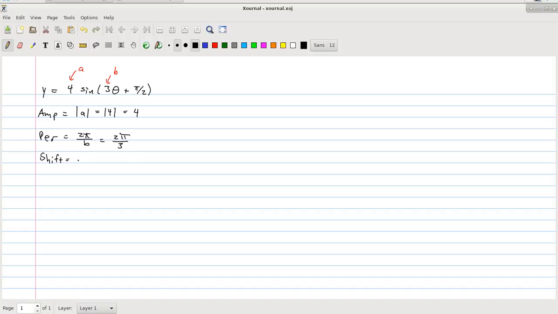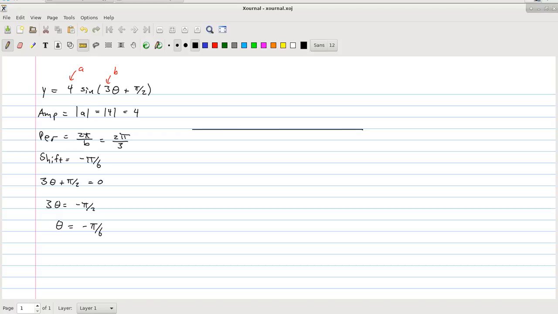Then finally, to get the shift, there are several different methods for this. The one that I'm going to use is I set the whole argument, 3 theta plus pi over 2, equal to 0, and then solve for theta. So let's subtract pi over 2 from both sides of the equation. So we get 3 theta equals negative pi over 2. Then if we divide both sides by 3, we get theta equals negative pi over 6. So this is our shift. It's a negative shift by pi over 6. We should have enough information now to get started on the graph.